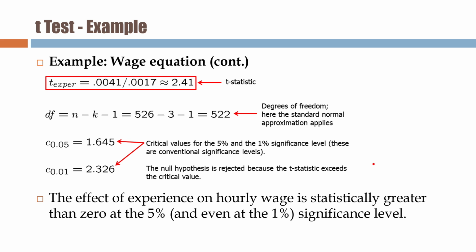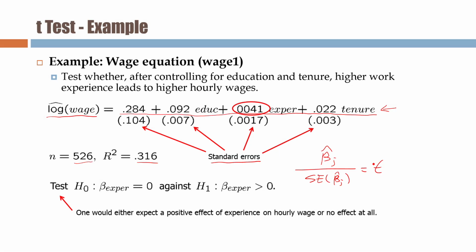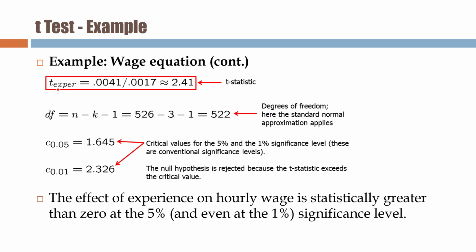So let's talk about the experience variable from the previous section. Right here, we talk about this experience. So the t statistic is 0.0041 divided by 0.0017. So you calculate the t value for our current experience as 2.41, and then the degree of freedom is n, which is 526, minus k plus 1.